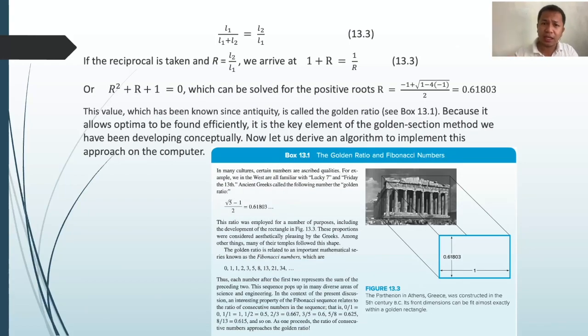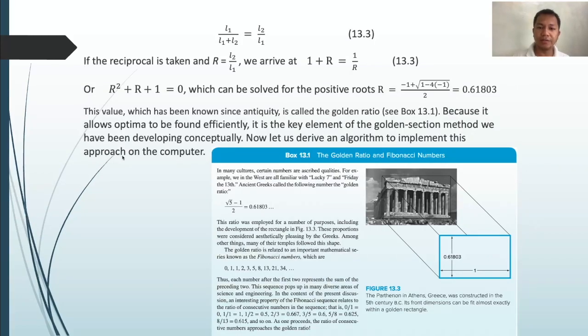If the reciprocal is taken, and we let R equal L2 over L1, then we arrive at this equation: 1 plus R is equal to 1 over R. Or R squared plus R minus 1 is equal to 0, which can be solved for the positive root of 0.61803. This value, which has been known since antiquity, is called the golden ratio, because it allows optima to be found efficiently. It is the key element of the golden section method we have been developing conceptually.